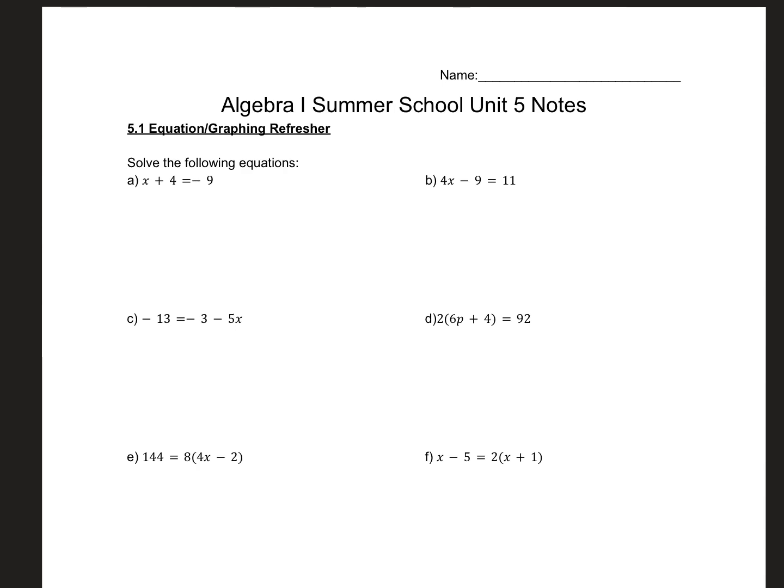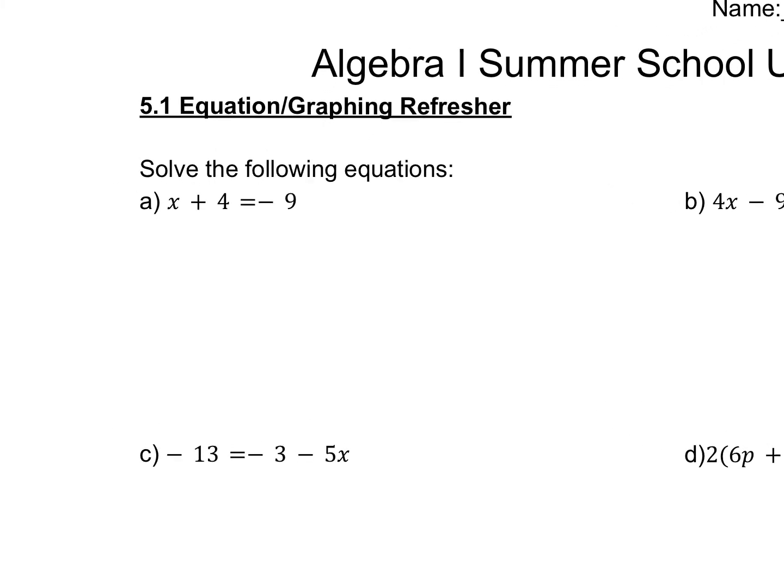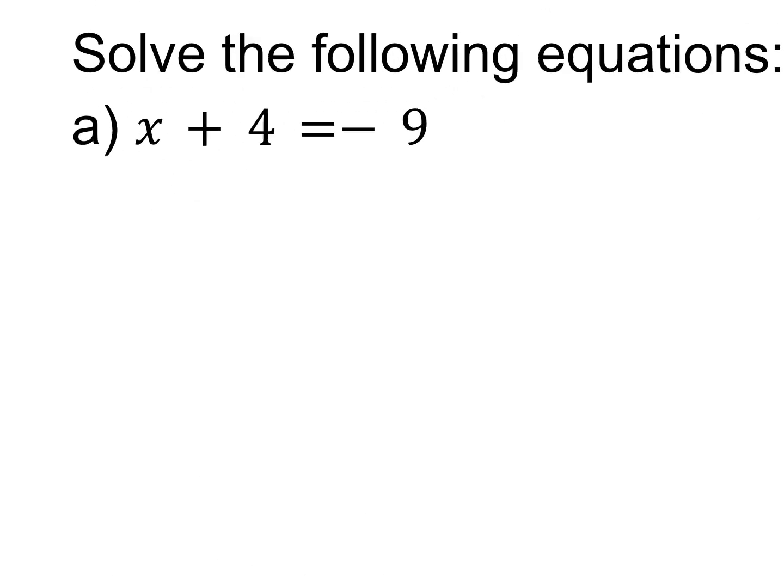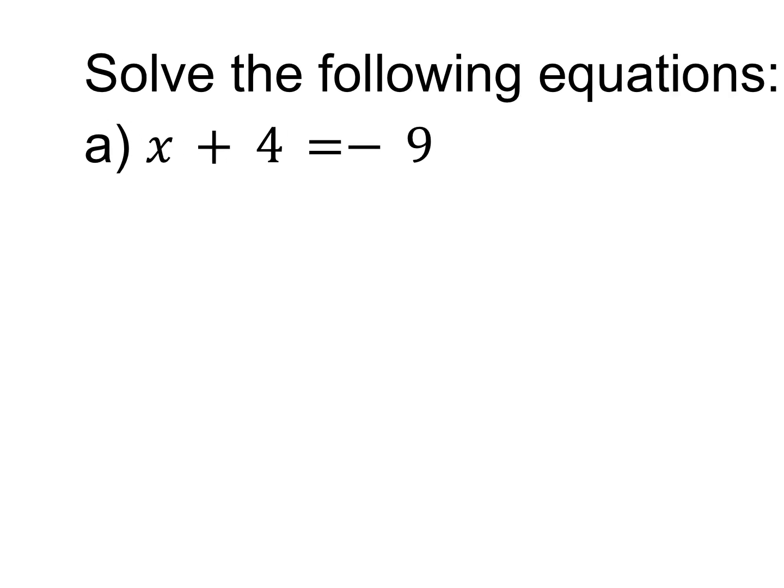All right, chapter 5, we are talking about systems of equations for section 1, equation graphing refresher. So we're going to talk about one-step and two-step equations. We'll talk about distribution, all of those things that are loads of fun. For this first example, example A, we have x plus 4 equals -9.